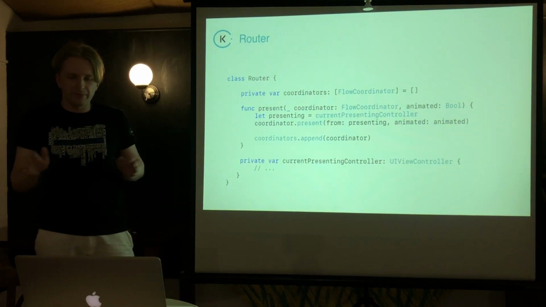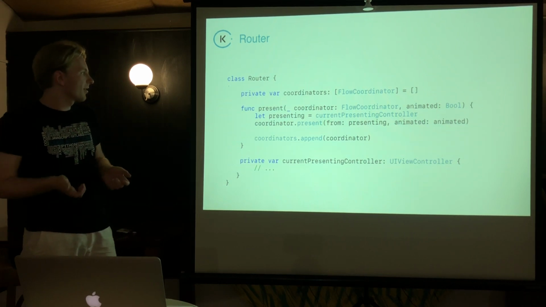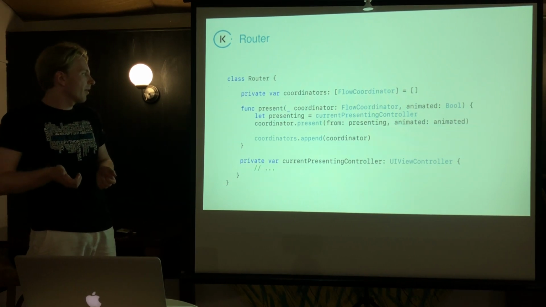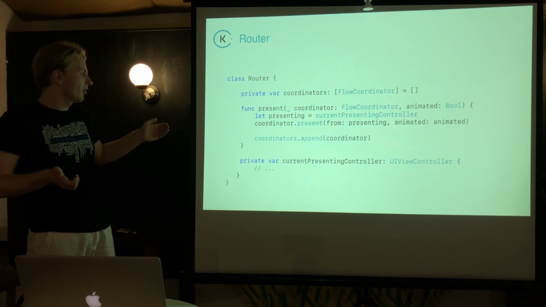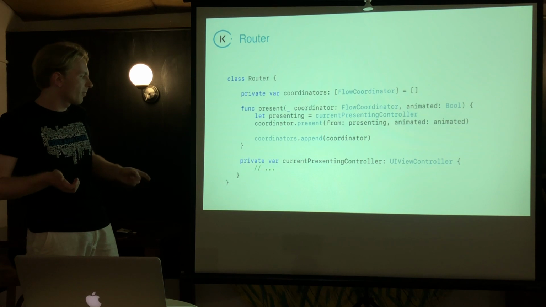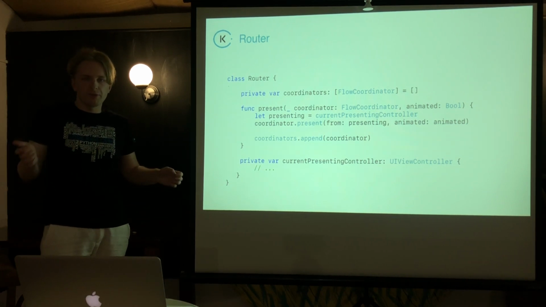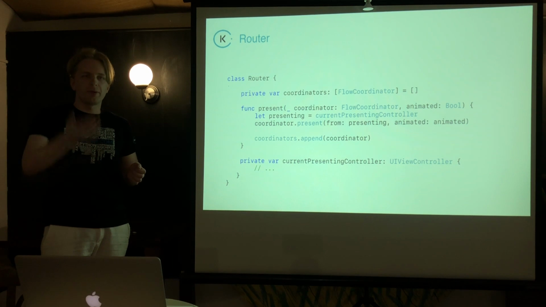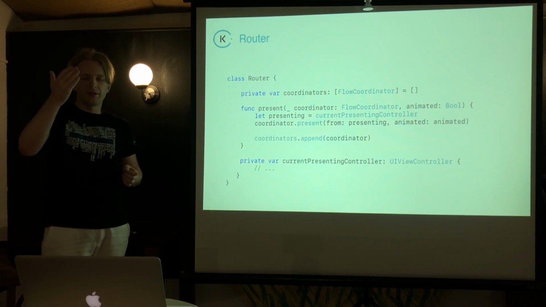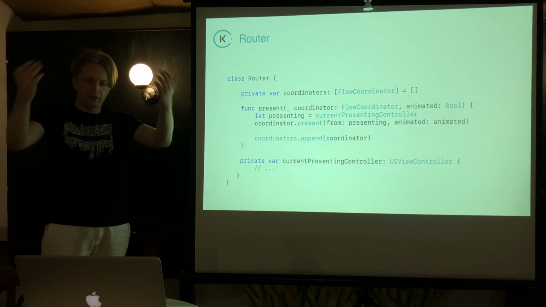if you use something like Viper might mean different things, but I don't. So for me, a router is just an object that stores these coordinators so they don't get deallocated. And the only thing that it should do is choose the appropriate view controller that is currently presented, from which more UI can be shown. So I don't know, if you're on an iPad and you have a popover, you perhaps don't want to present something from there, but from the controller that's behind it.